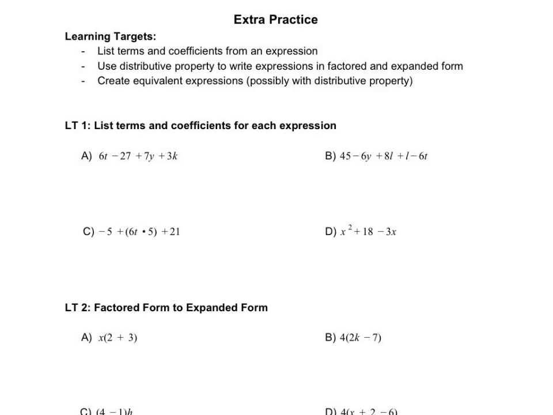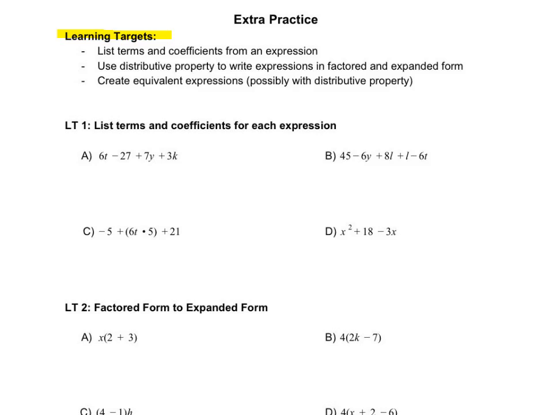I did want to put up at the top, though, once again, the learning targets, so that you know what it is that this extra practice is going to accomplish. We're going to be working on and practicing 3 of our learning targets. The first one is to be able to identify or list what the terms and the coefficients are in an expression. The second one is to be able to use the distributive property in 2 ways: go from factored to expanded, and vice versa, go from expanded to factored.